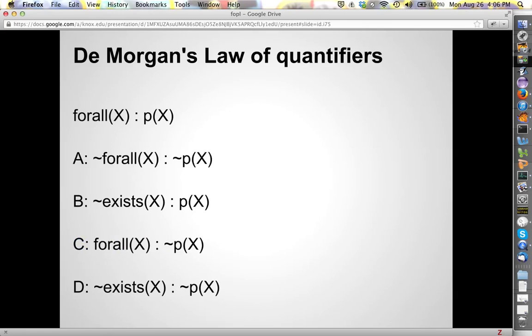And then how about this one? For all x, p of x, what is this equivalent to? Go ahead and pause me and then give an answer. I'll wait. Did you come up with this one?